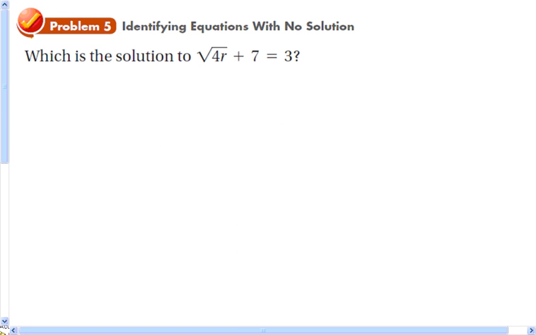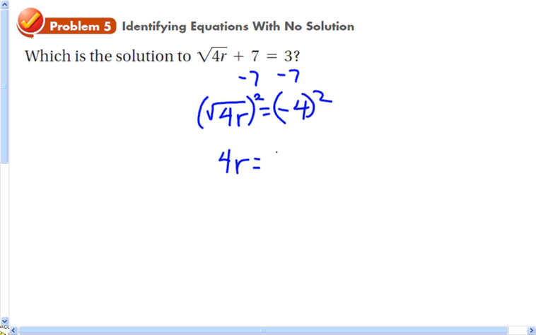All right, which is the solution to 4 equals the square root of 4r plus 7? Isolate the square root here so we can do the squaring. So subtract 7, and we get the square root of 4r is equal to negative 4. Now we're going to square both sides. And that gives us 4r is equal to 16. Divide both sides by 4, and we get r is equal to 4.